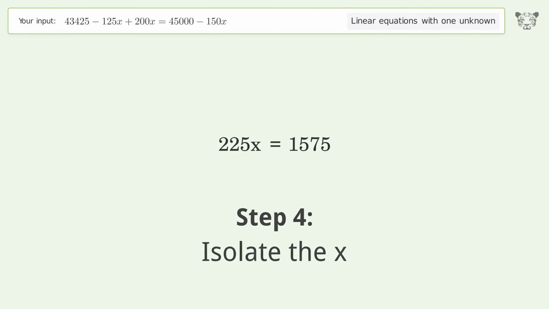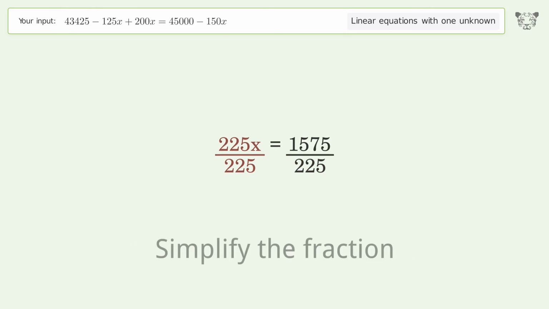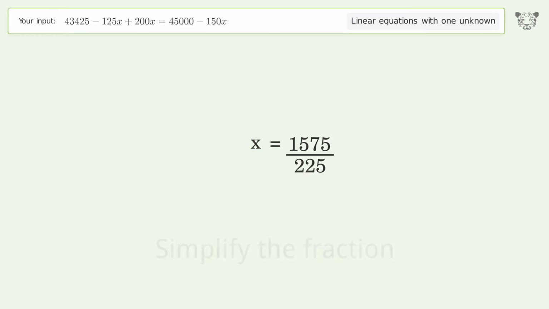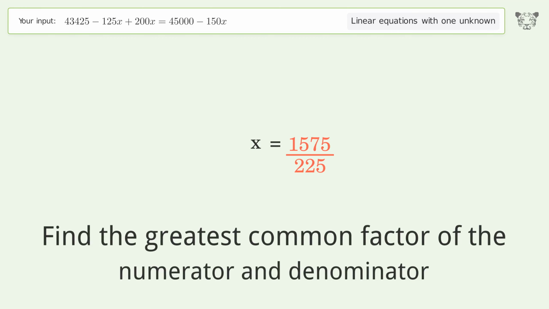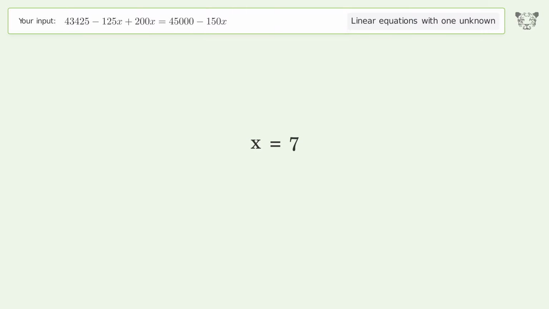Isolate the x. Divide both sides by 225. Simplify the fraction. Find the greatest common factor of the numerator and denominator. Factor out and cancel the greatest common factor. And so the final result is x equals 7.